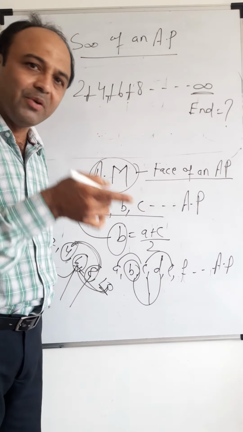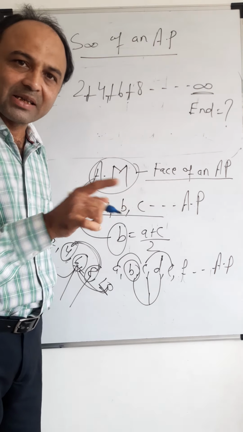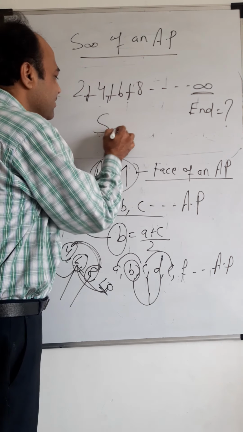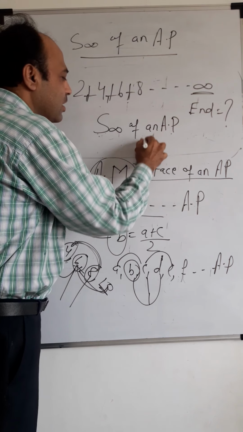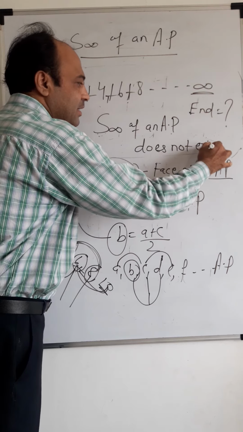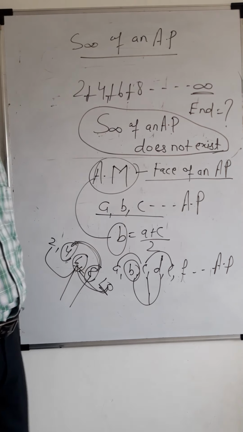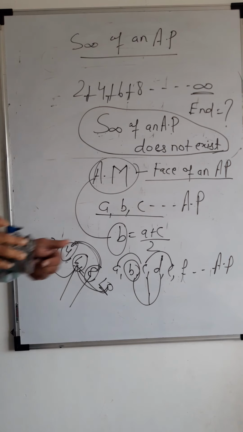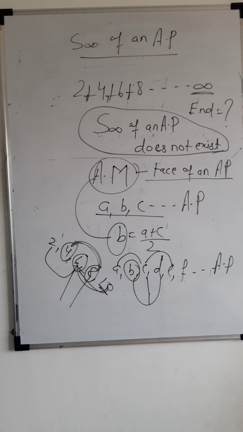Like in GP, we will know that the end is there. That we will discuss in GP. So S infinity of an AP does not exist. Correct? S infinity of AP does not exist. Always remember, okay? Because we don't know the end. How will you add? Correct? So this is about an AP.